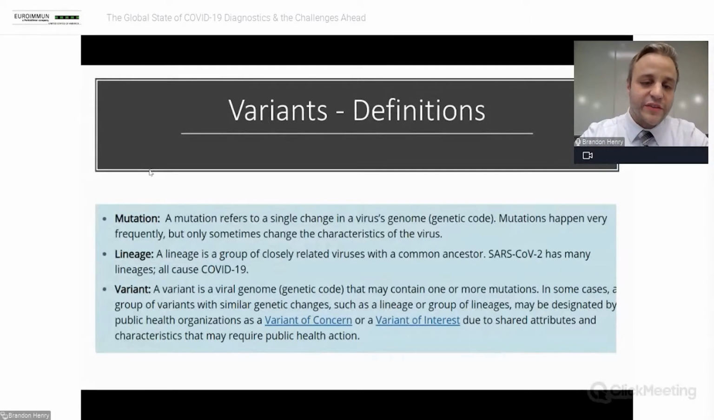A lineage is a group of closely related viruses with a common ancestor. SARS-CoV-2 has many lineages. They all cause COVID-19. And now we're hearing a little bit, for example, in the UK about a new variant associated with the Delta variant. So that's from that particular lineage. A variant now is a viral genome that may contain one or more mutations. In some cases, they're a group of mutations with similar genetic changes, such as a lineage or group of lineages, that may be assigned what you've been hearing a lot about from public health organizations, which we call variants of concern or variants of interest, due to shared attributes and characteristics that require special public health action.